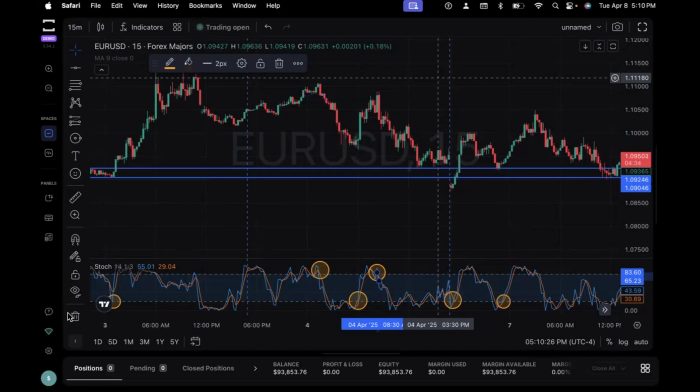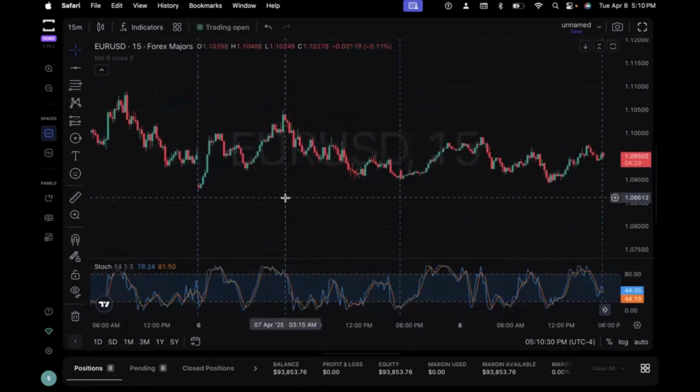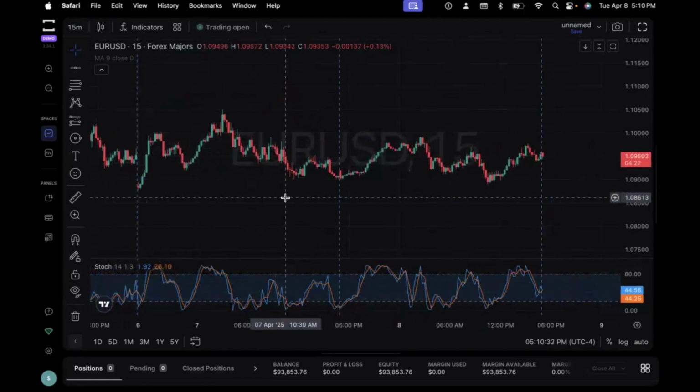So these are just two ways that I look for reversals. I like to use the stochastic as a strong indication to tell me about the momentum, to let me know about reversals, to let me know if there are too many buyers or sellers in the market, and which has a higher probability of happening, a buy or a sell.